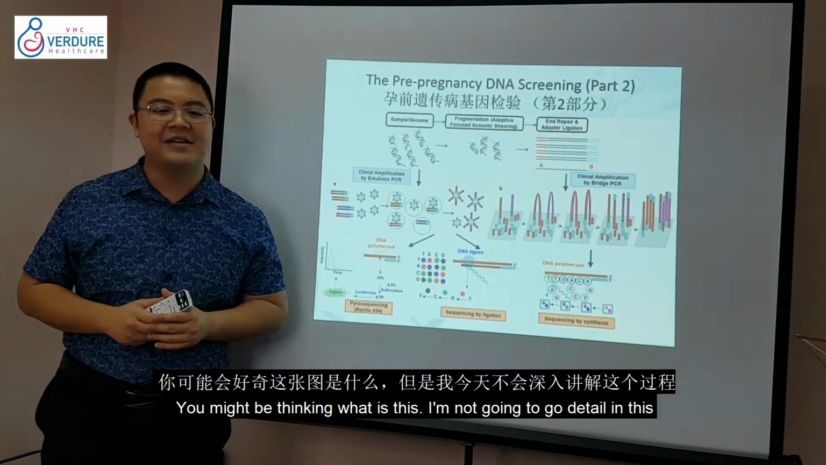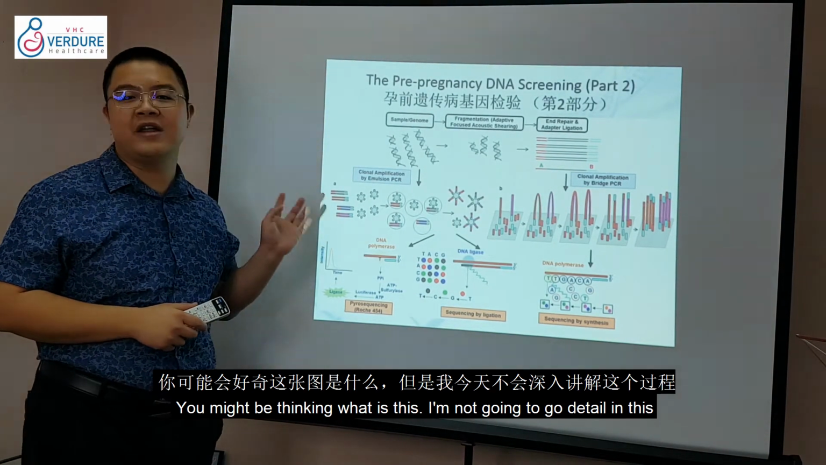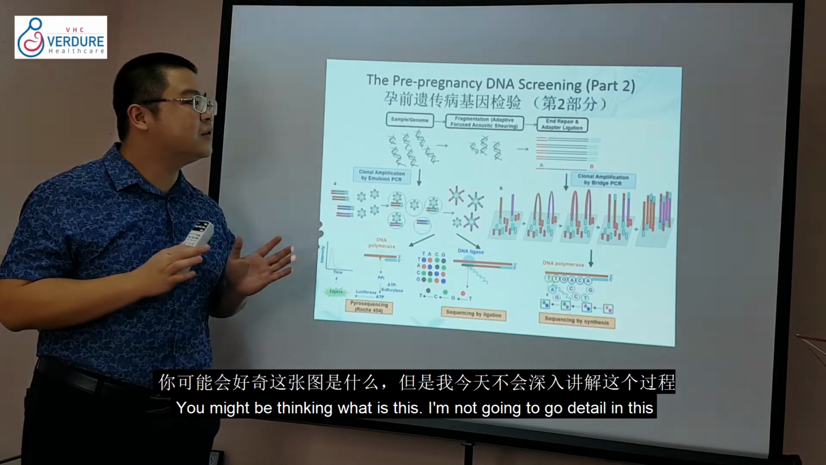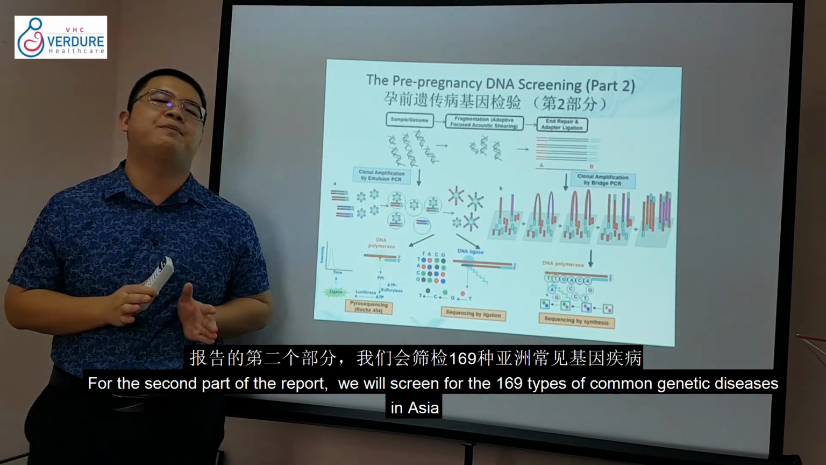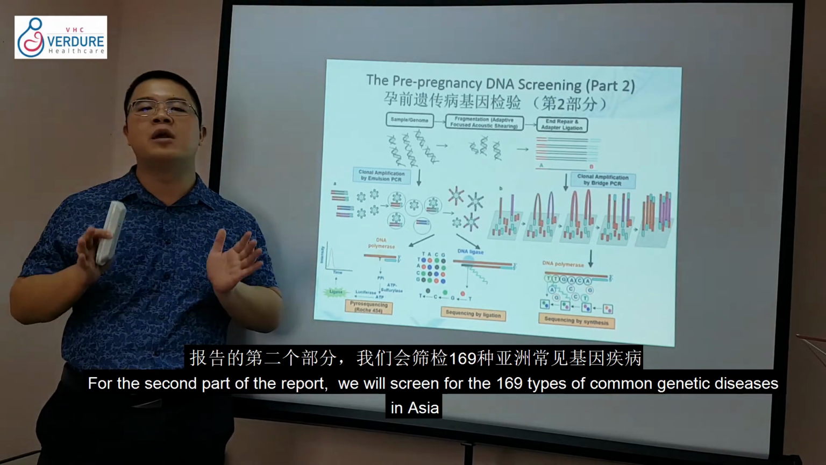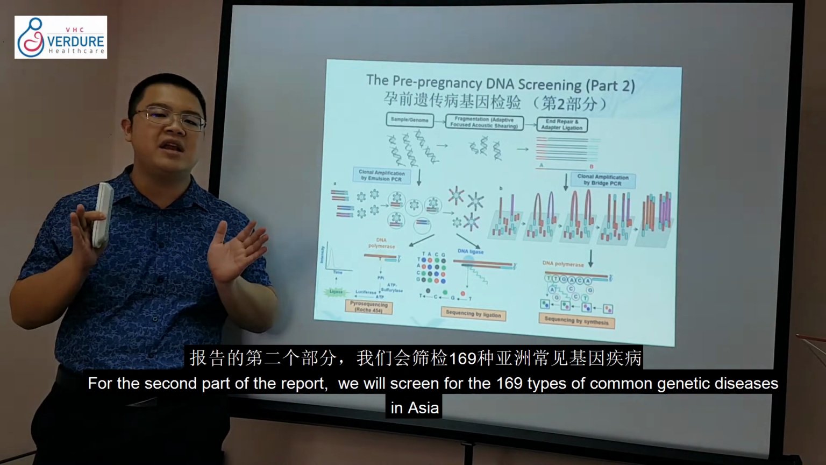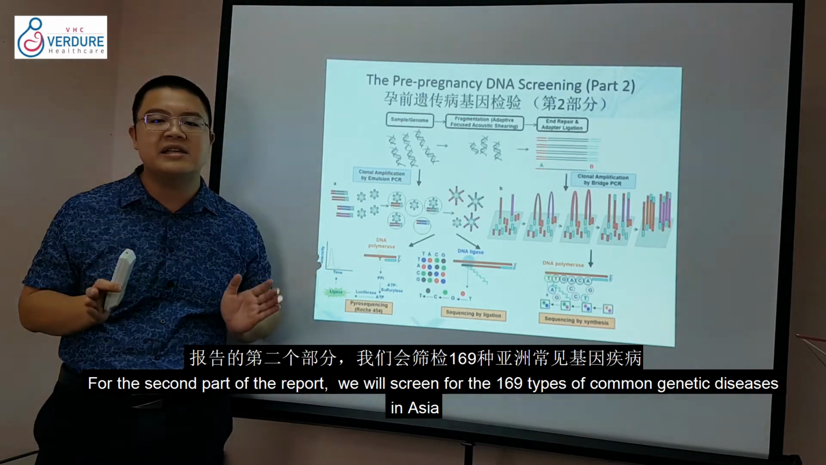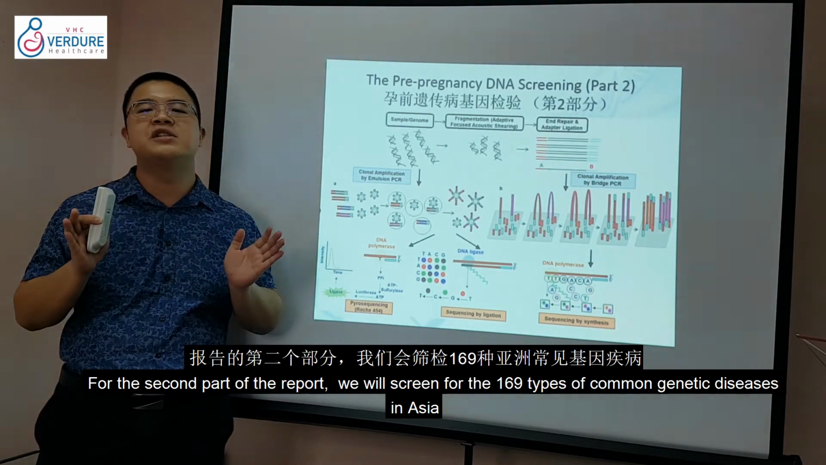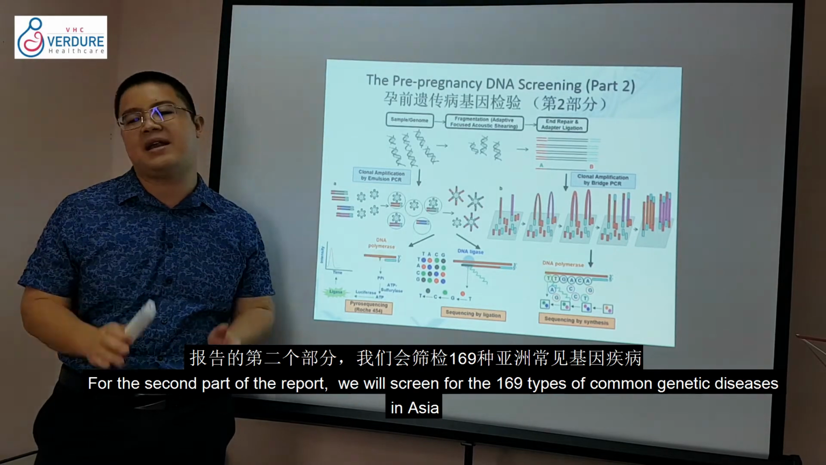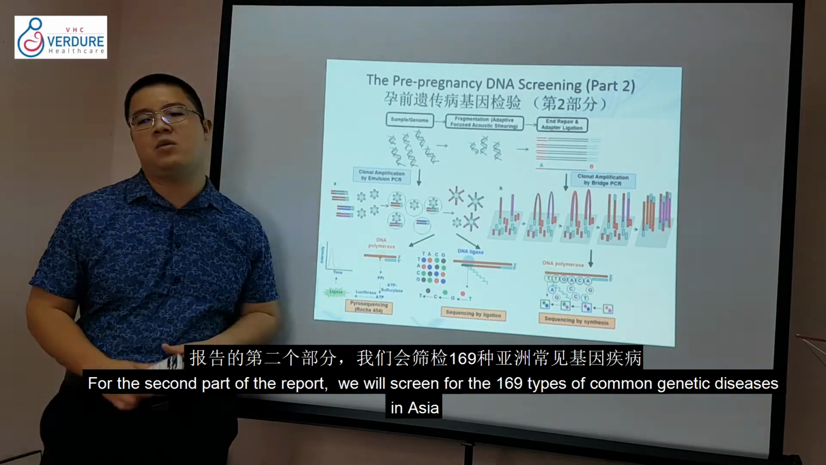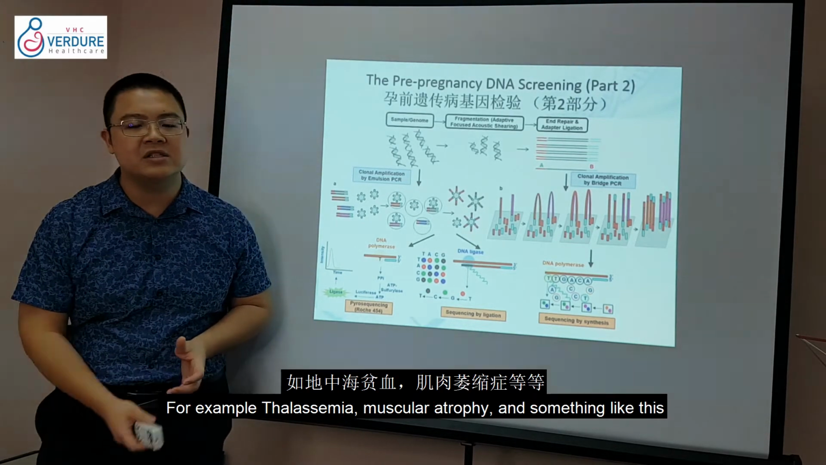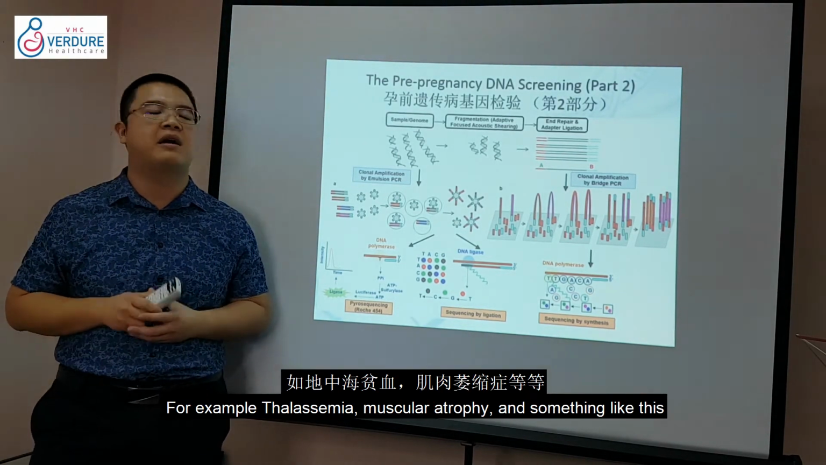Now, you might be thinking, what on earth is this? Don't worry, I'm not going to go into details, but anyway, for the second part of the report, we will be screening 169, yes, you've heard it right, 169 Asia's most common genetic diseases, just like the one that we've spoken about. For example, thalassemia, muscular atrophy, something like this.